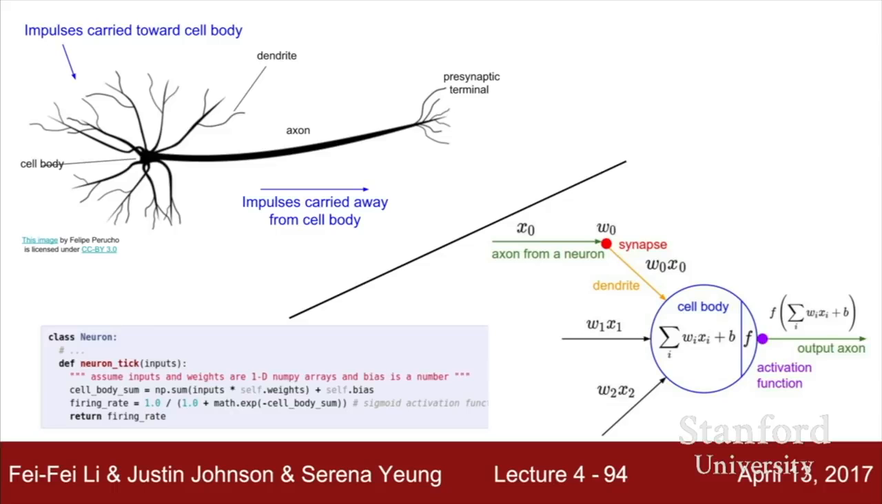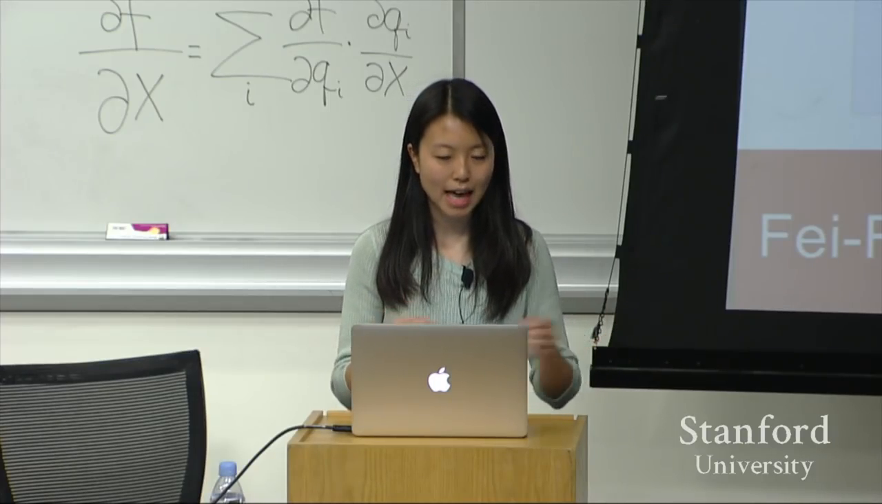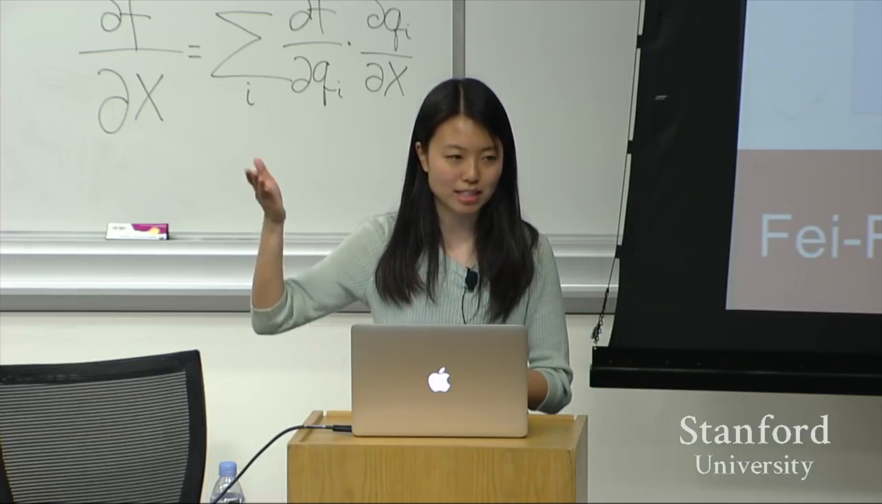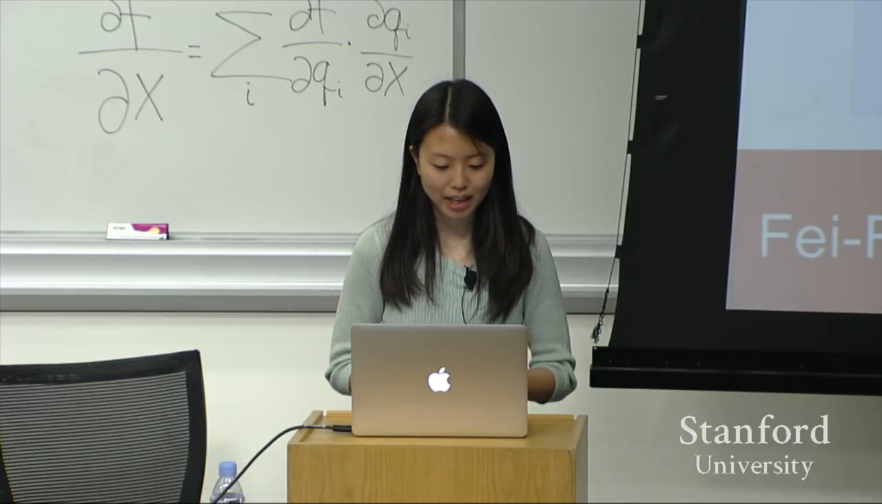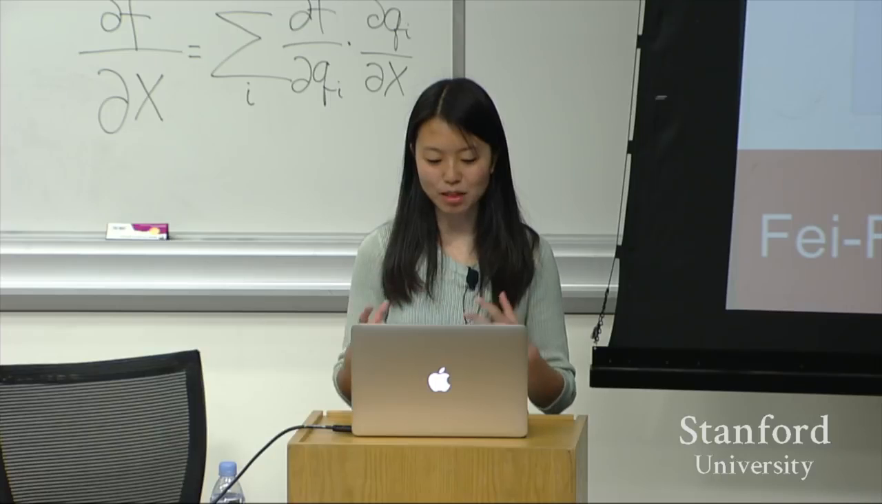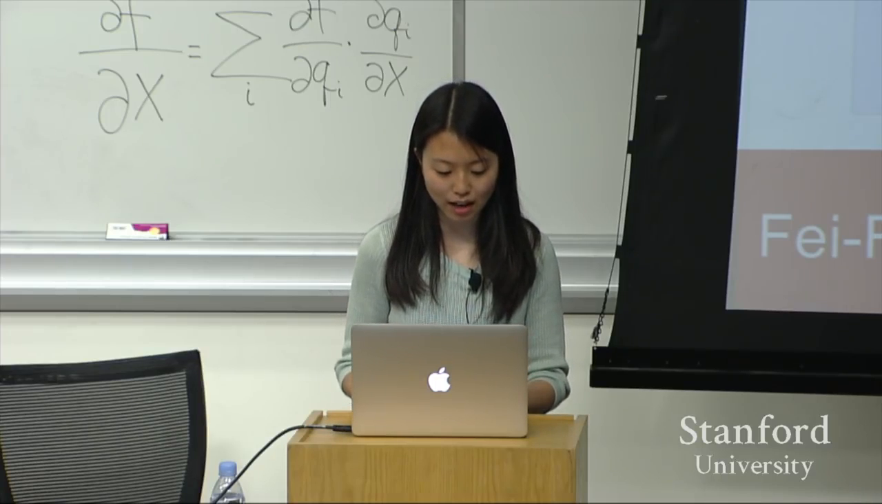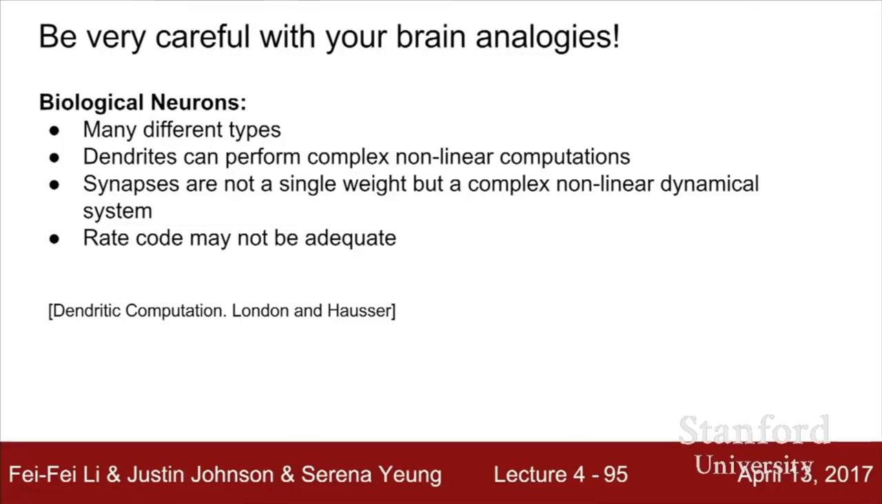But it's a function that's 0 for all negative values of input, and then it's a linear function for everything that's in kind of the positive regime. We'll talk more about this activation function later on, but in practice, it's maybe the one that's most similar to how neurons are actually behaving. But it's really important to be extremely careful with making any of these sorts of brain analogies, because in practice, biological neurons are way more complex than this.